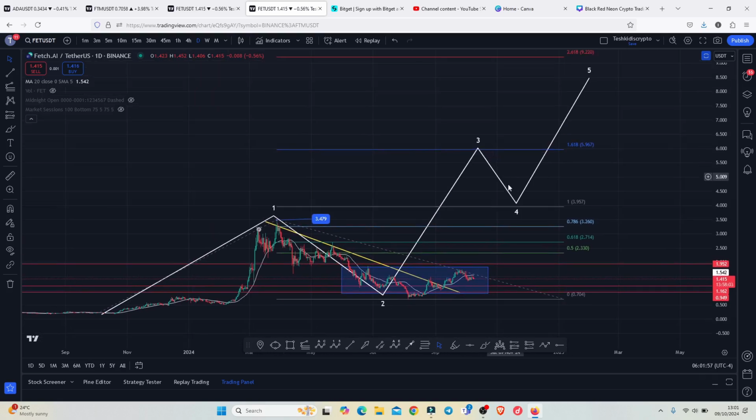Then we can expect a wave 4 and then a wave 5 taking us to new all-time highs and possibly giving us more than a 10x to the upside. So that is all I'm expecting on the long term.